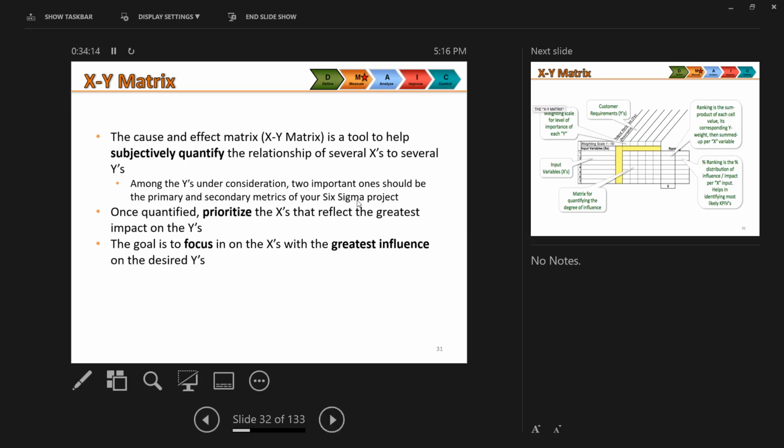It's basically a tool, the XY matrix, to get everybody on the same page in terms of what are the important X's that we need to focus on. Because maybe there's 7 or 8 of them, and you're saying, well, we're not going to go through and try to improve all of these. What are the vital few that we need to spend most of our time thinking about?